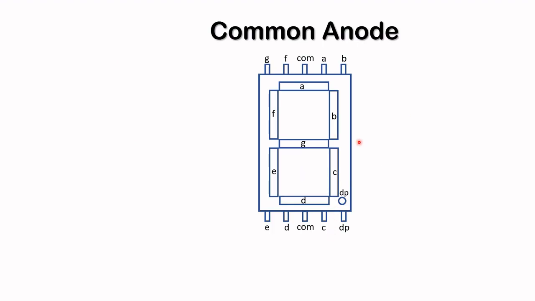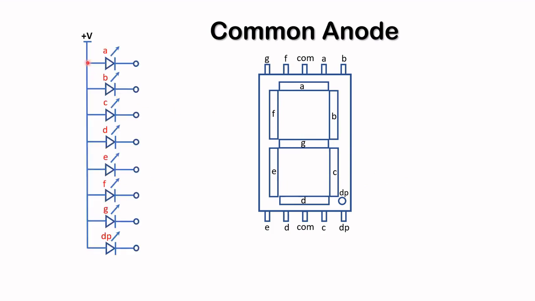Now, actually, there are only two types of 7-segment. The first one is known as the common anode. The reason being is that all the anodes of the segments are connected together to plus volts. So if you want to switch on these segments or LEDs, you need to supply a logic zero at all the terminals here. And by doing that, you will get all the segments lighted up.